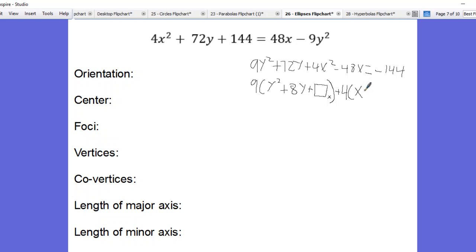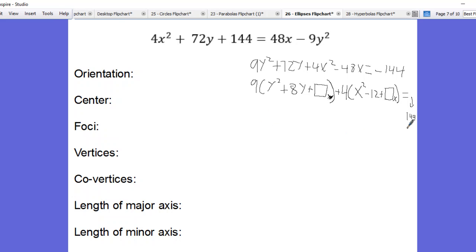All right, what's 48 divided by 2? Yeah, 12. So it's going to be x squared minus 12, plus our complete the square term for the y's, plus a complete the square term for the x's, and that's going to be equal to 144. I'm sorry, this is going to be cramped.